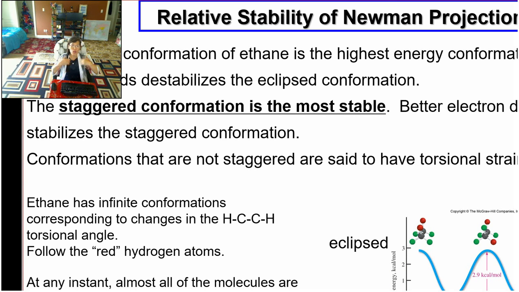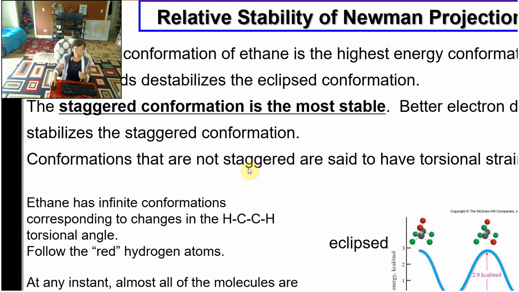So in this case, you call the staggered structure, or also called anti-structure. That staggered structure means your carbon, hydrogen, the torsional strain and also steric hindrance will be mitigated to the smallest one. In this case, this staggered conformation is the most stable one, which is related to the better electron delocalization. Electron delocalization will stabilize the staggered conformation.